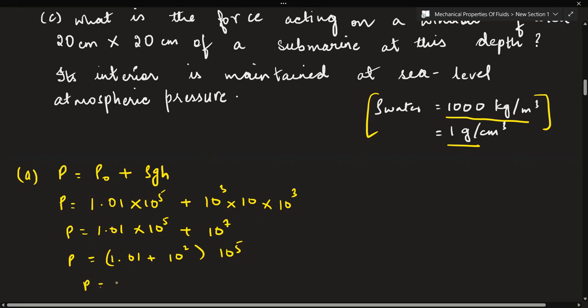So this would give you 101.01 into 10 to the power 5 pascals. You've actually multiplied these two quantities. That's how you were getting 10 to the power 12. Fine. And see, the second part asked you gauge pressure. So gauge pressure is this much only, which you were right. That is only 10 to the power 7 pascals. And this was the gauge pressure.